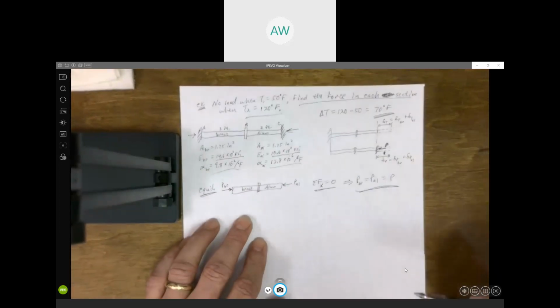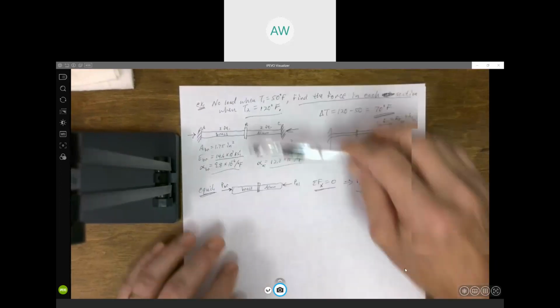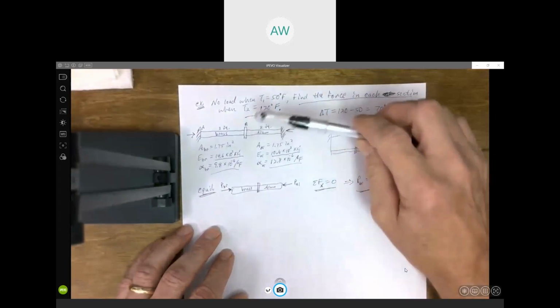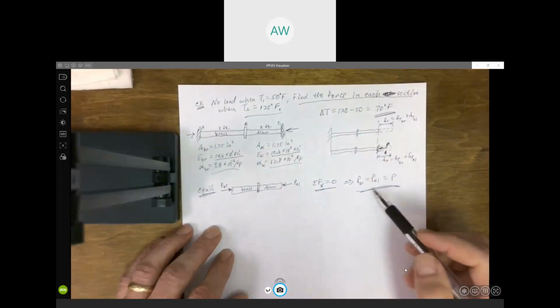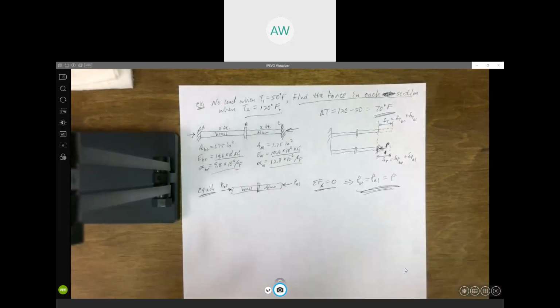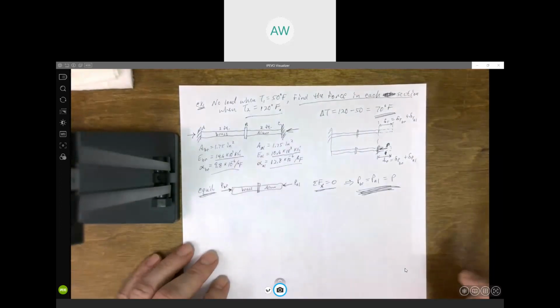Now, if you had an additional force acting on this, this would not be true. Say I had some force acting here at B, like an applied load of 10 kips or something, then these aren't equal, right? The force in the brass, the force in the aluminum, and that applied load would all add up to zero, but we could not say that the forces were the same. It works out this way for this problem because those are the only two forces we have.